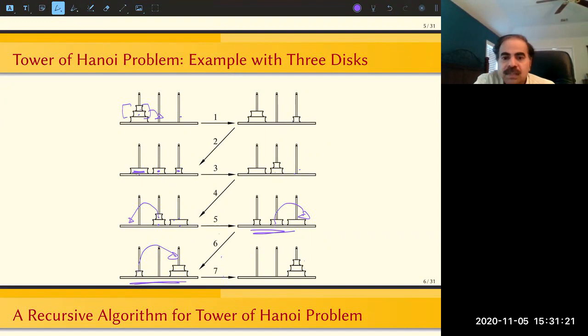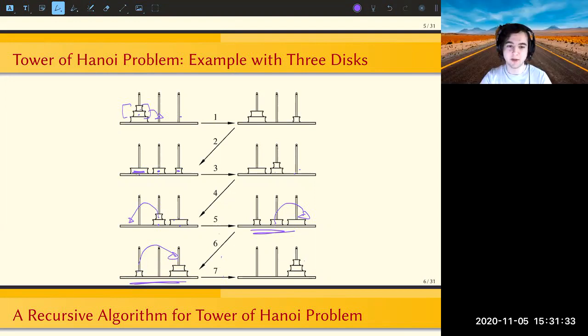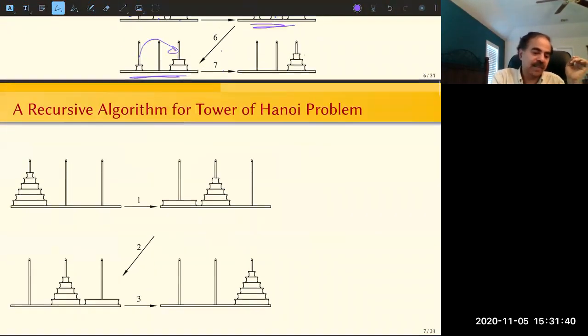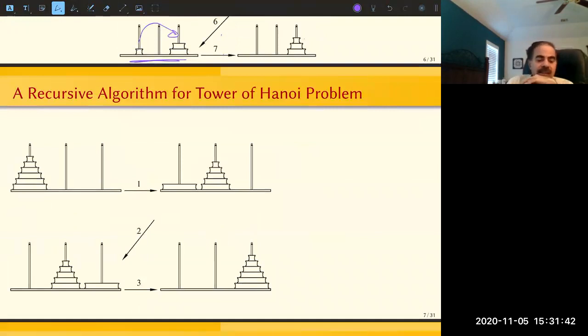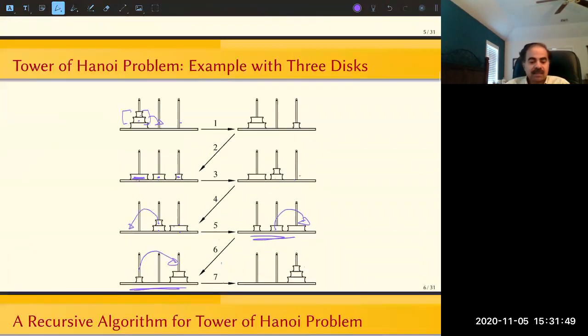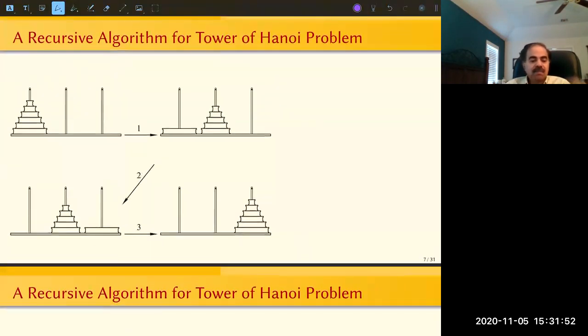How long do you think 64 disks will take? Greg: 2 to the 64th power minus 1. Right. So that's the answer to the problem. So let's figure out how to get there. First is to come up with a general algorithm, because all we saw here was how to do it for 3 disks. So what if you have n disks? So what is the algorithm?